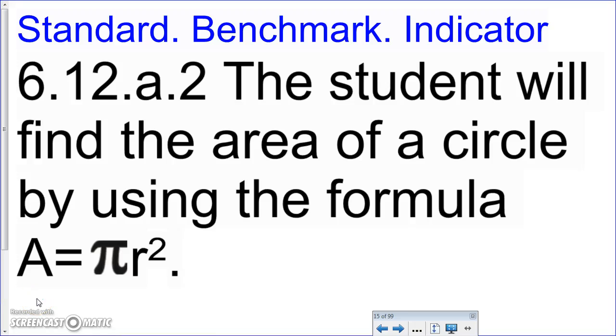Today we are learning how to find the area of a circle. Please copy down the standard benchmark indicator at the top of a clean page in your math notebook. The student will find the area of a circle by using the formula area equals pi r squared. You can pause the video here to give yourself time to copy down the SBI.